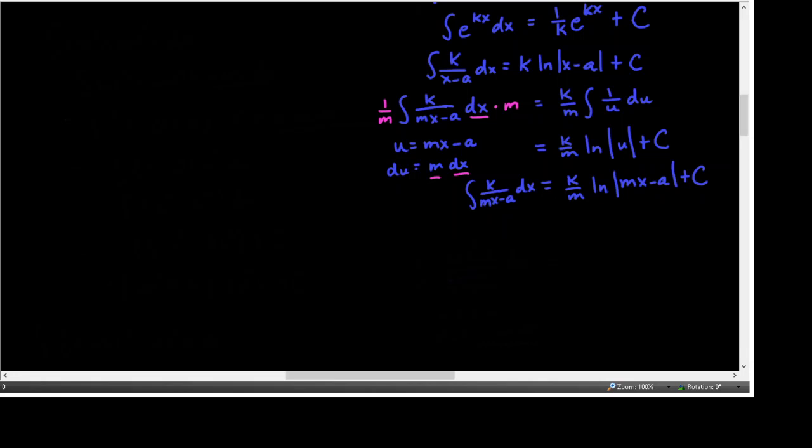Let's do this one. Find the antiderivative of 2x cubed minus 4x minus 8 divided by x squared minus x times x squared plus 4 dx. I'd like for you to try this one, so put me on pause and see if you can do this one by yourself. Okay, so let's see how you did.